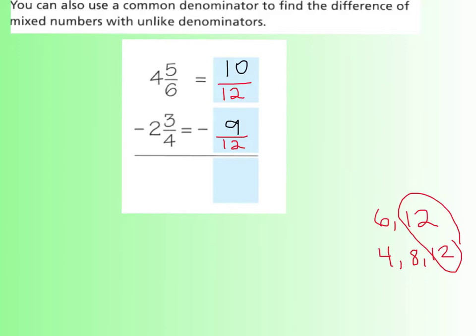Now I can go ahead and subtract. Remember, we're not adding, we're subtracting. Pay close attention to our symbol. So I have 10 minus 9 would be 1. And we keep our denominator the same. Therefore, 10/12 minus 9/12 is 1/12. And now let's not forget about our whole number. Let's go back to our 4 wholes minus 2 wholes would be 2 wholes.